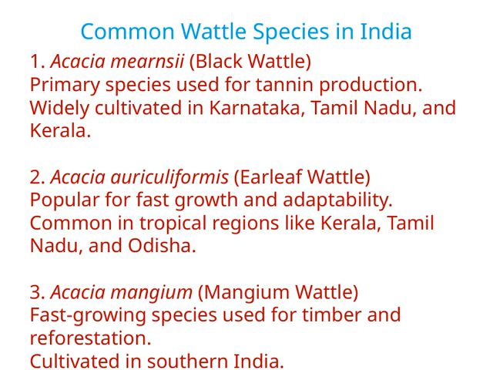Finally, we have Acacia mangium, known as mangium wattle. This species is valued for its rapid growth and is used mainly for timber and reforestation efforts. You'll notice it's cultivated mostly in southern India, where its quick development helps meet timber demands and restore degraded lands. Overall, these species play a crucial role in India's forestry and industrial sectors, supporting both economic and environmental goals.